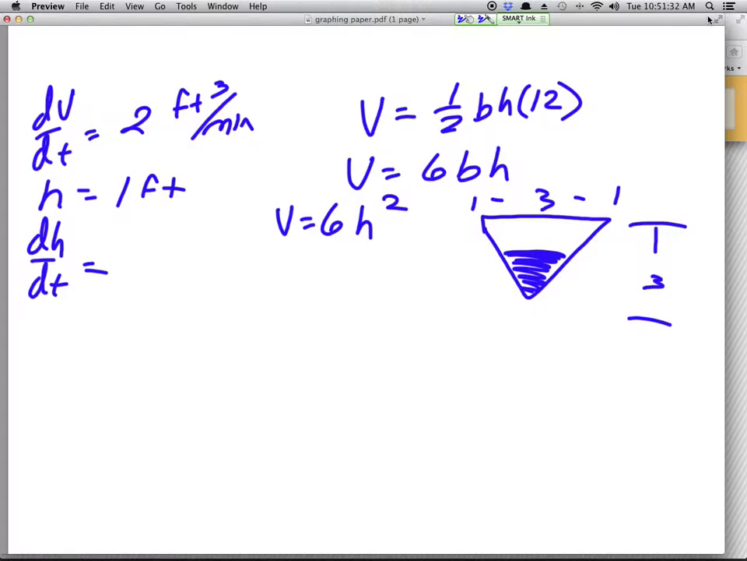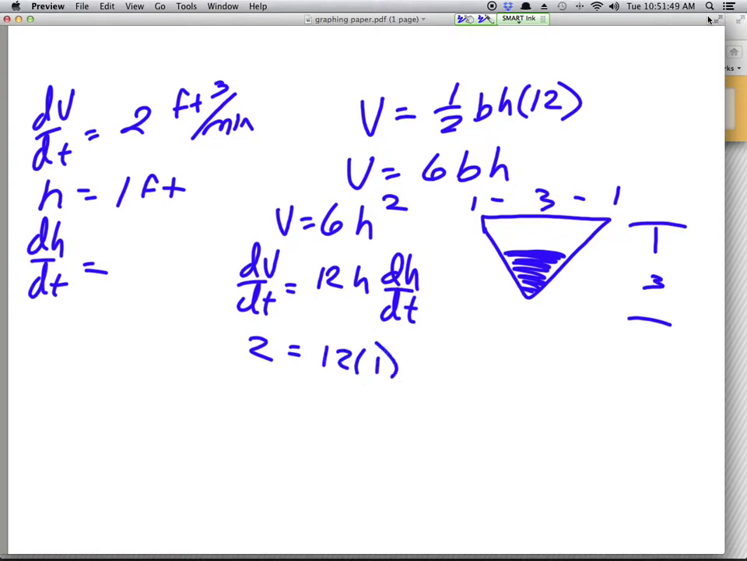Alright, now what do I want to do to it? Take the derivative. So dV/dt equals 12h dh/dt. And h is 1 foot. So now I plug in 2 over here on the left, I plug in 1 for the height, and now I just have to solve, so I divide by 12. So I get dh/dt equals 1/6.